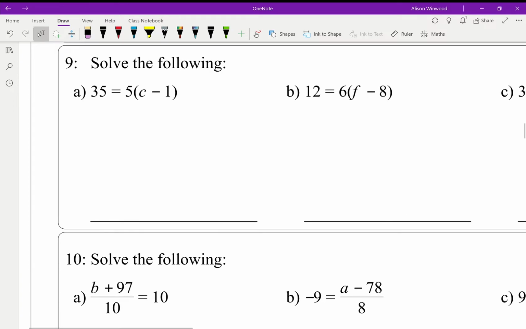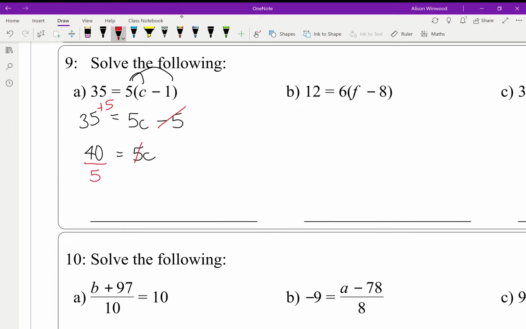When there are brackets involved, I need to expand the brackets first. So I get 5c subtract 5. And then I can do opposites. So the opposite of subtract 5 is add 5. Opposite of multiply by 5 is divide by 5.